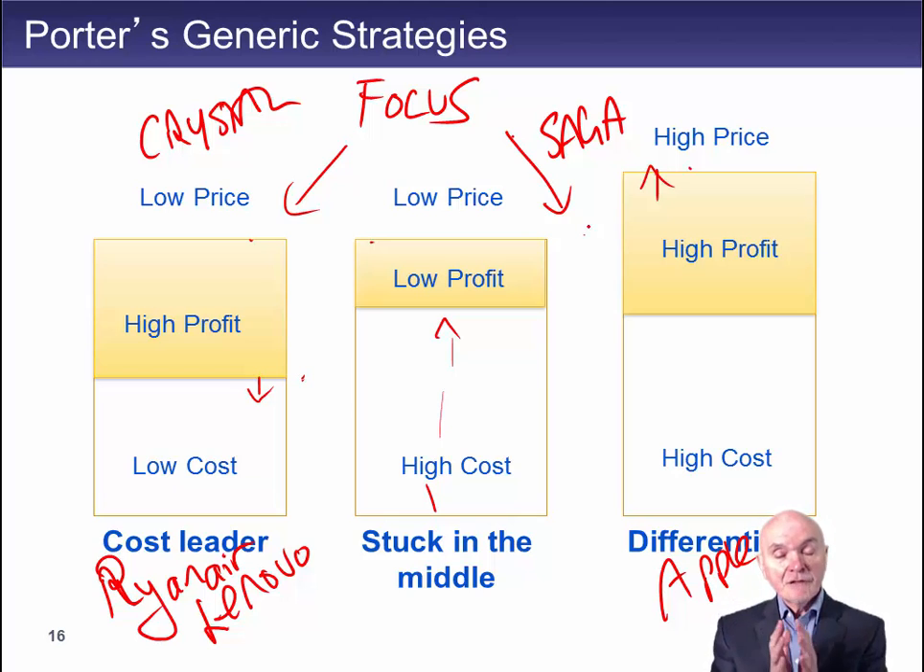Porter says you have to adopt one of these generic strategies. You have to become a cost leader or a differentiator to widen your profit margin. And then there is a kind of independent choice. Are you going to be a focused differentiator or a focused cost leader, or are you going to try and service all of these markets?